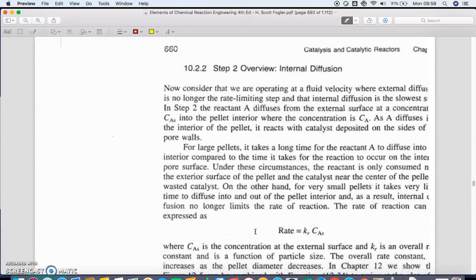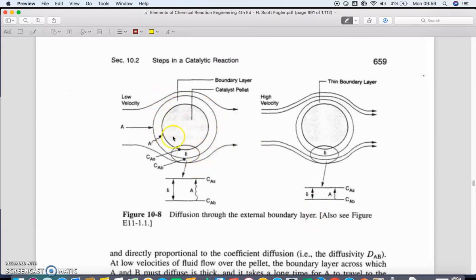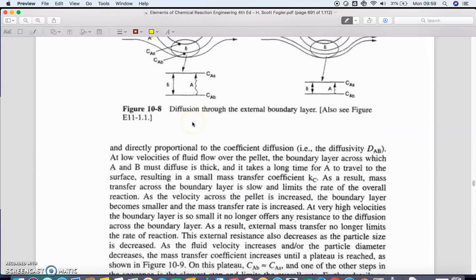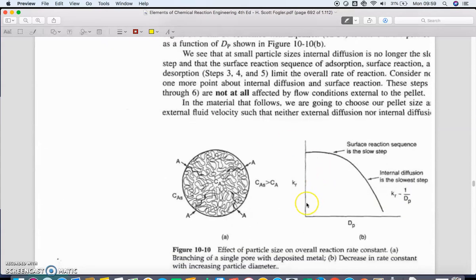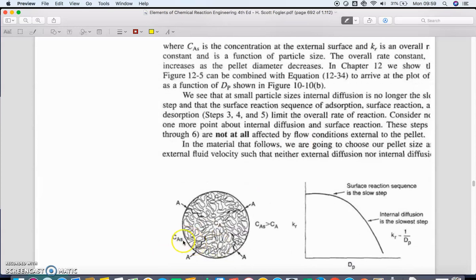The step 2 is internal diffusion. So remember, you have to remember this diagram. This part is discussing the external part, and now we are talking about the internal part. In the internal part, you will see that there are micropores in the solid catalyst. For the internal part, we only consider the rate is equal to k_r C_As, because C_As is the concentration at the surface of the catalyst.